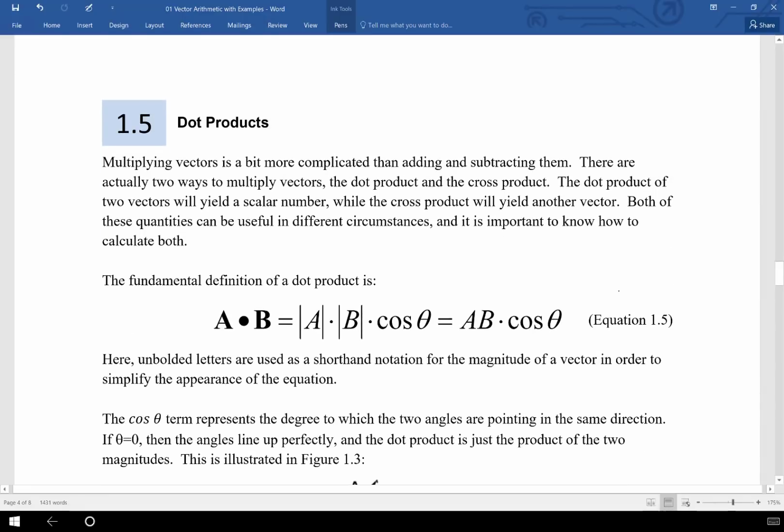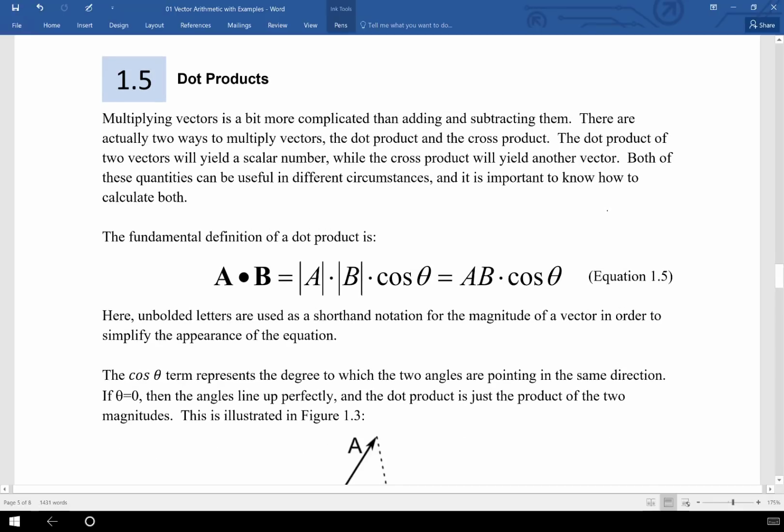Now there are two products that we can calculate from vectors. We can calculate the dot product, which will yield a scalar or just a number, and we can also calculate the cross product, which will yield a vector as well as the quantity. It'll have a direction as well.